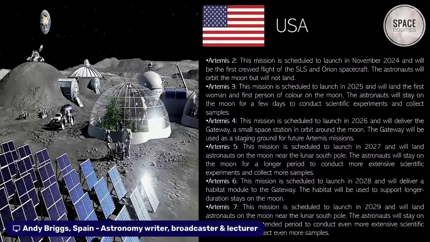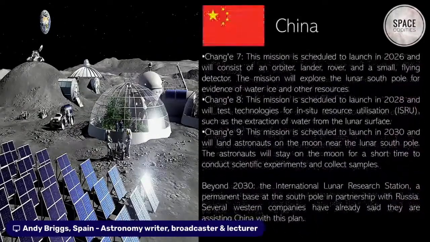Artemis 5, that's going to launch in 2027, and they're going to stay on the moon for a much longer period to carry out experiments and collect more samples. Then we've got Artemis 6 in 2028, delivering a habitat module to the Gateway. Artemis 7 launching in 2029, where the astronauts will stay on the moon for even longer to do valuable scientific work and collect and analyze more samples.